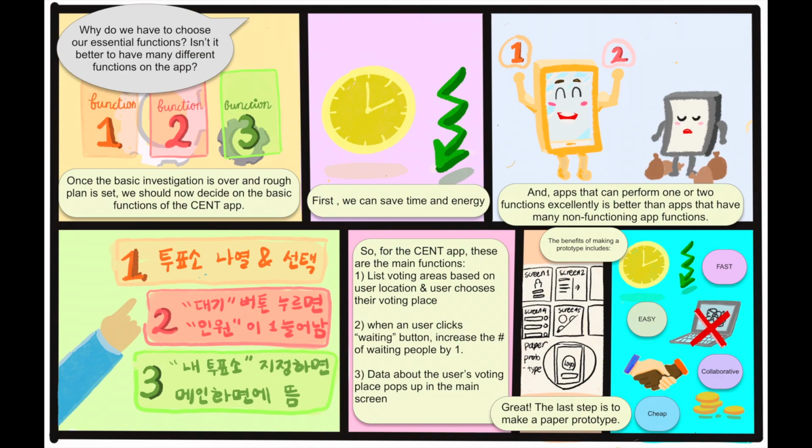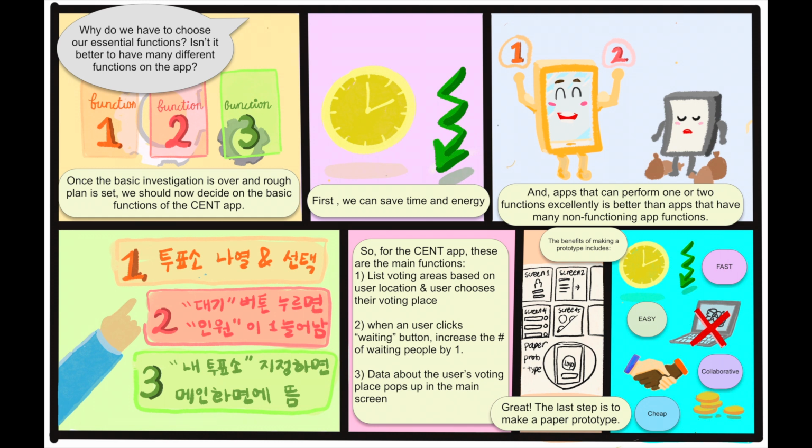Once the basic investigation is over and a rough plan is set, we should now decide on the basic functions of the Send app. Why do we have to choose our essential functions? Isn't it better to have many different functions in the app? First, we can save time and energy, and an app that performs one or two functions excellently is better than an app that has many non-functioning functions.